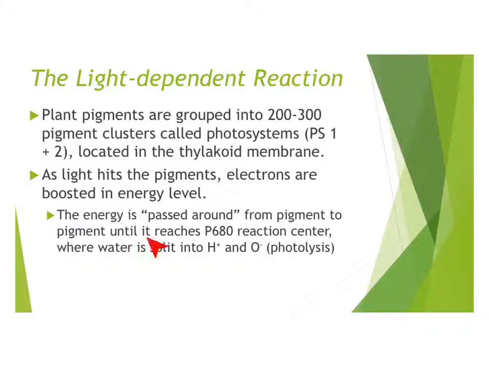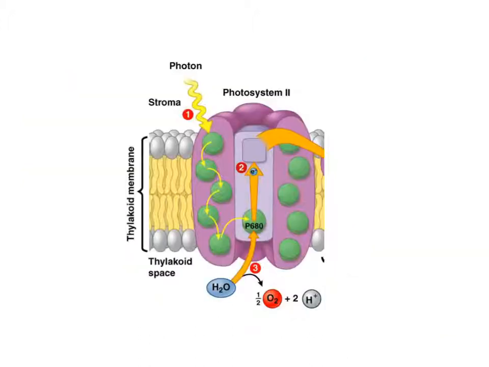When it's hit there, water is actually split into hydrogen and oxygen ions. This is called photolysis. Photo meaning light and lysis meaning splitting. It's splitting the water apart using the sunlight. So it looks something like this.